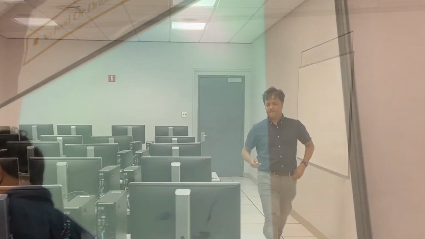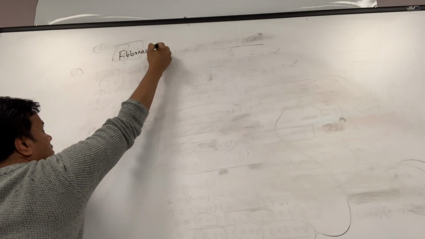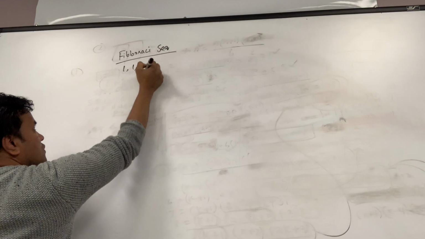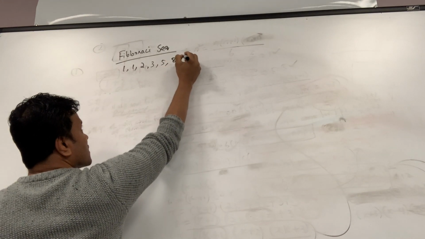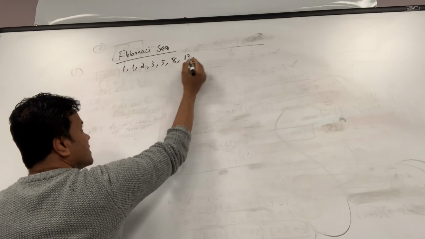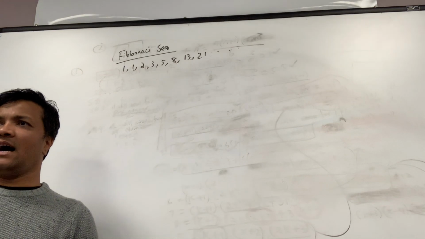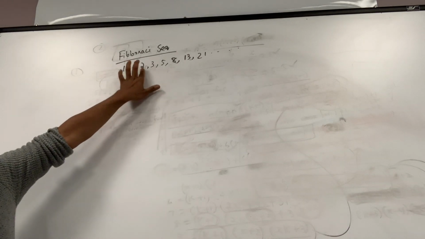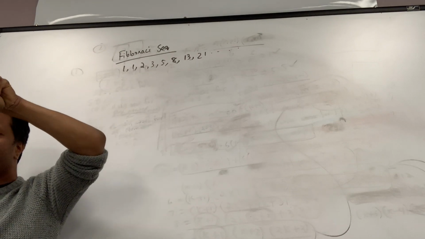So in the Fibonacci sequence, 1, 1, 1 plus 1 is 2, 3, 1 plus 2 is 3, 5, 8, 13, 21 and so on. So we see, what is this? This is a recursive sequence, because the next one depends on the previous two. The successive one is the sum of the previous two.